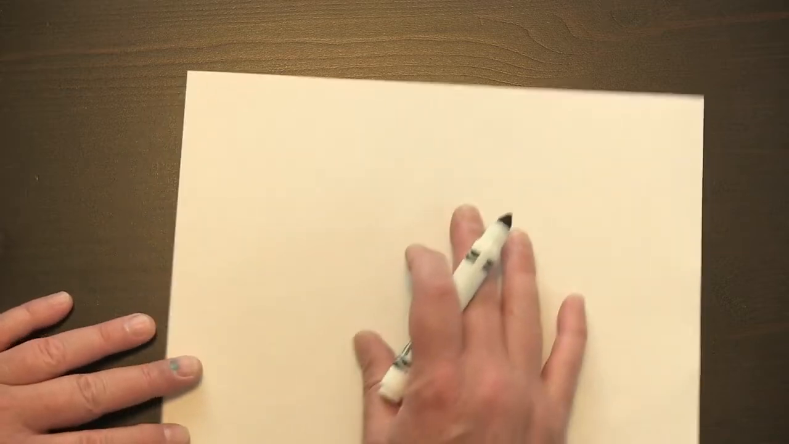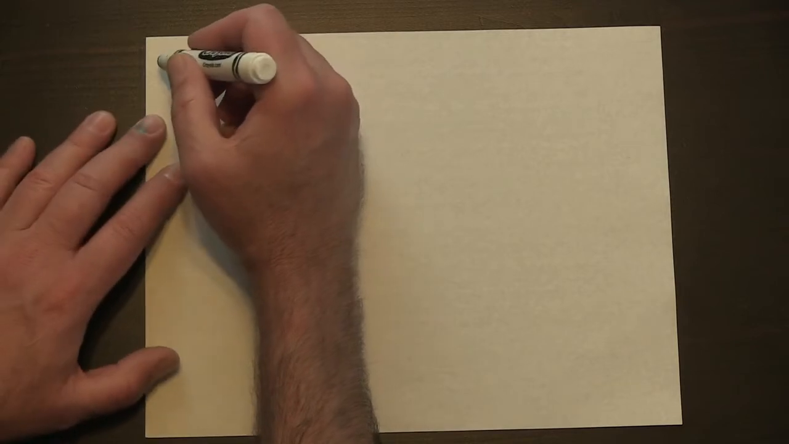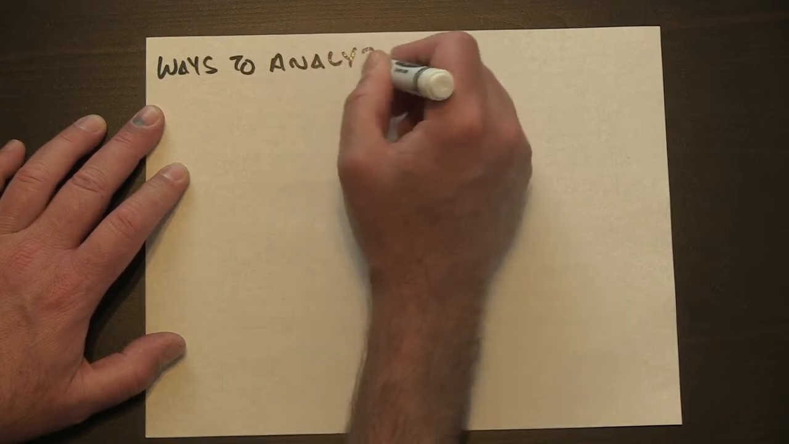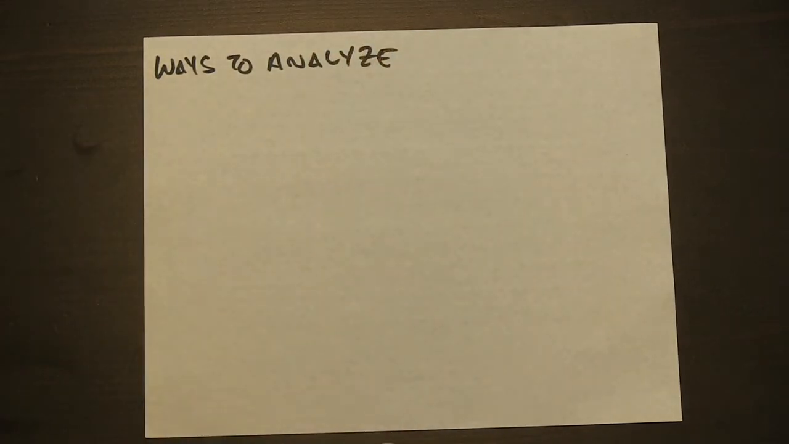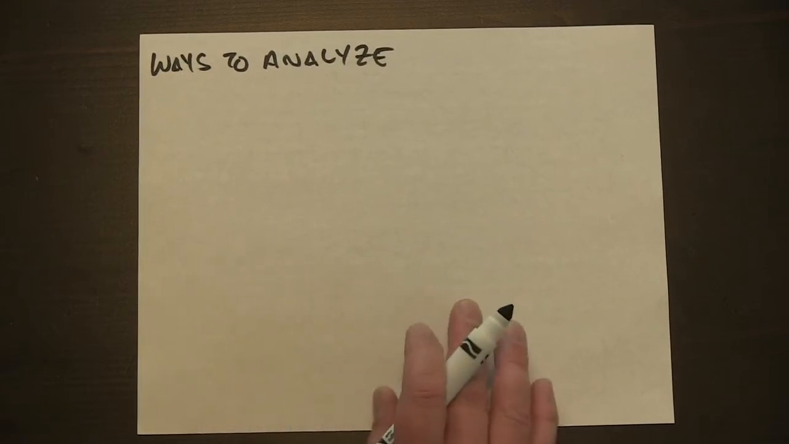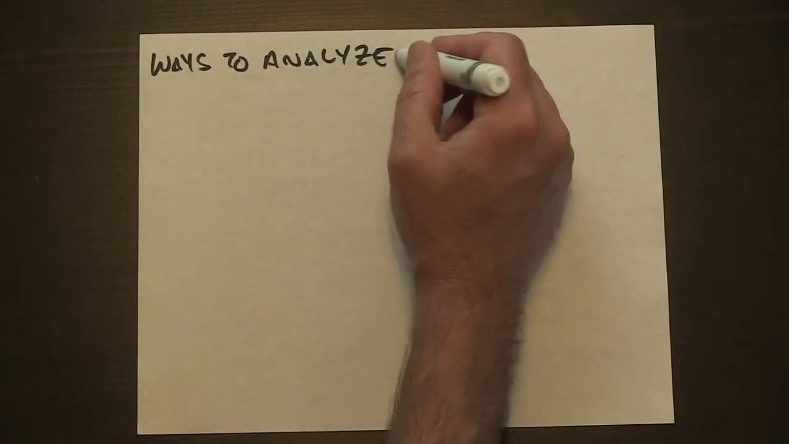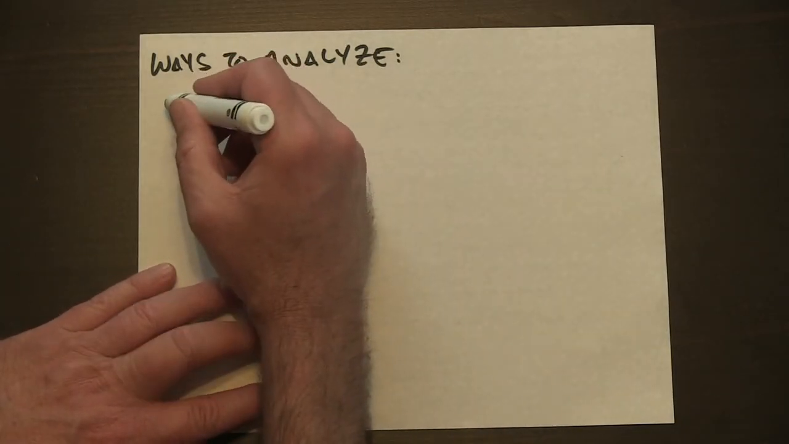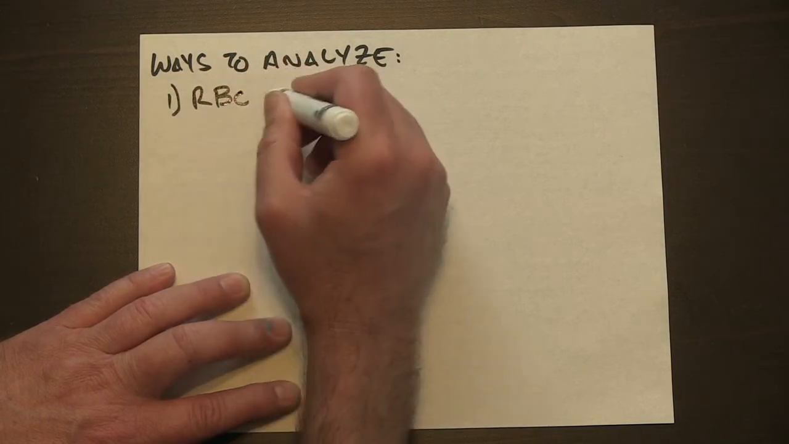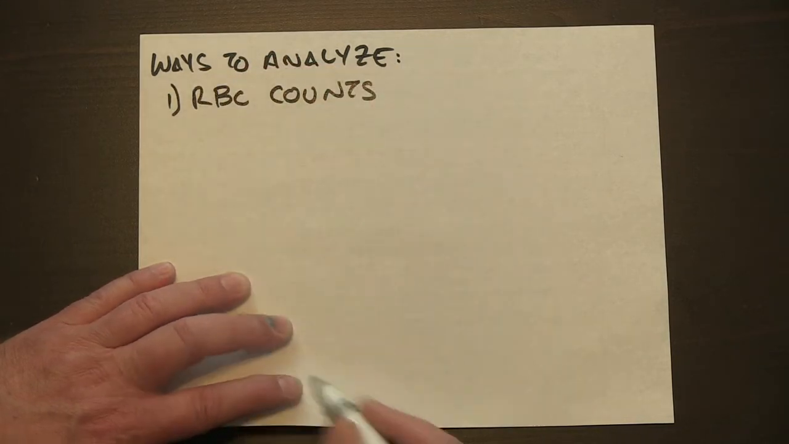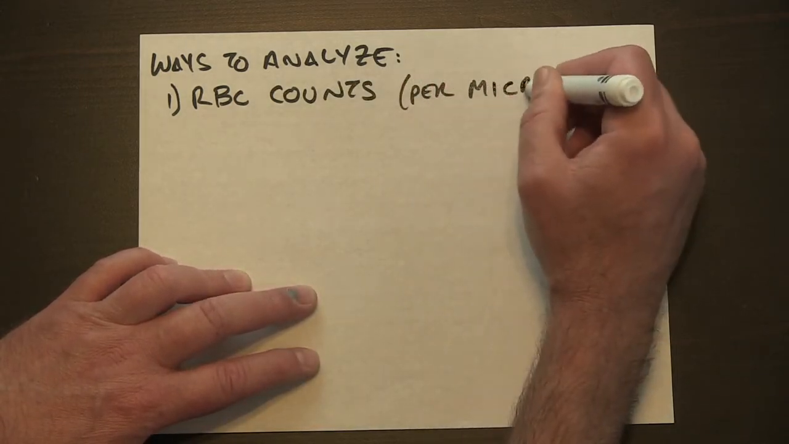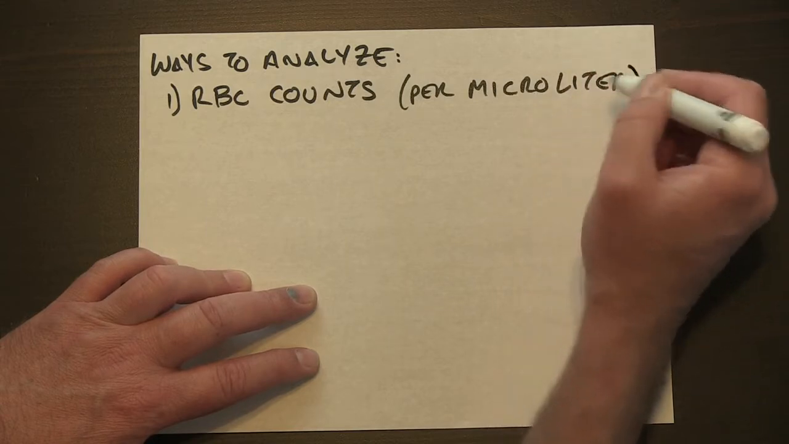There are a few ways to analyze the blood. Like if you go to the hospital, they're going to draw blood. There are other tests, but a couple of things they do is check the red blood cell count and your hemoglobin concentration. So, red blood cell counts, and this is what they say per microliter, which is.